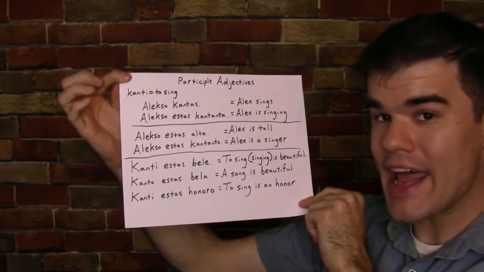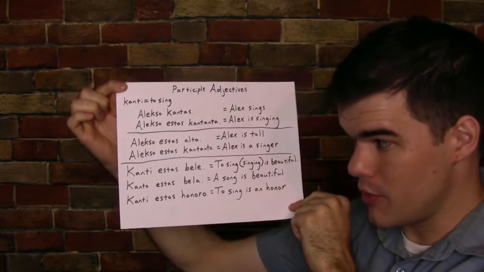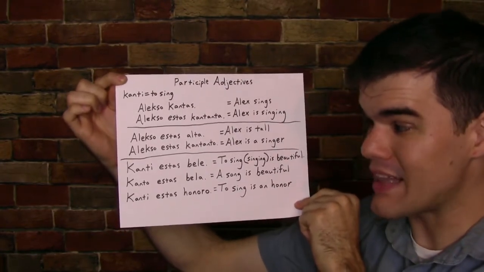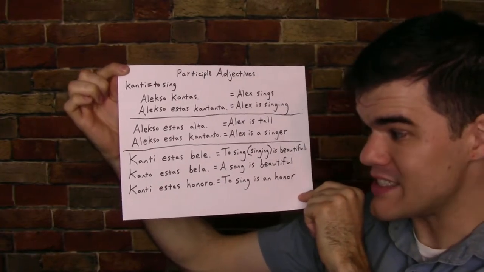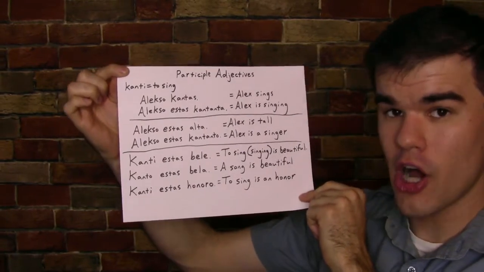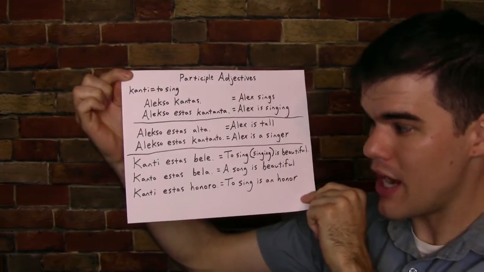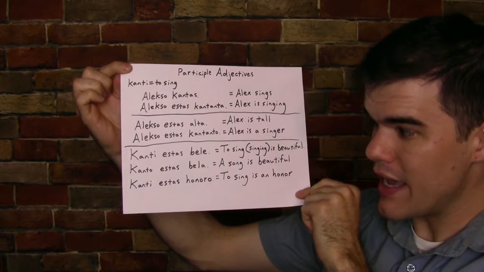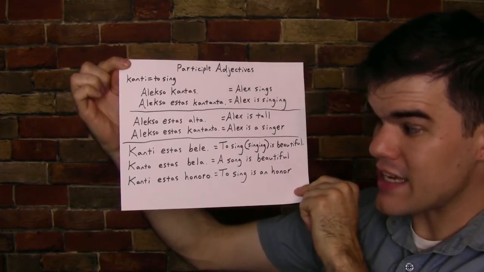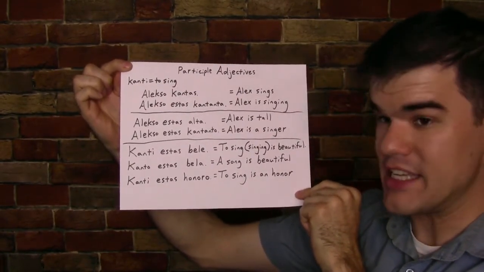And so we only add an e to a verb with an adverb, okay? We wouldn't say canti estas bella. Now you could say canto estas bella. Canto is a song, that's an object, so you can describe an object that way. Canto estas bella, a song is beautiful. You could say canti estas honoro, to sing is an honor.